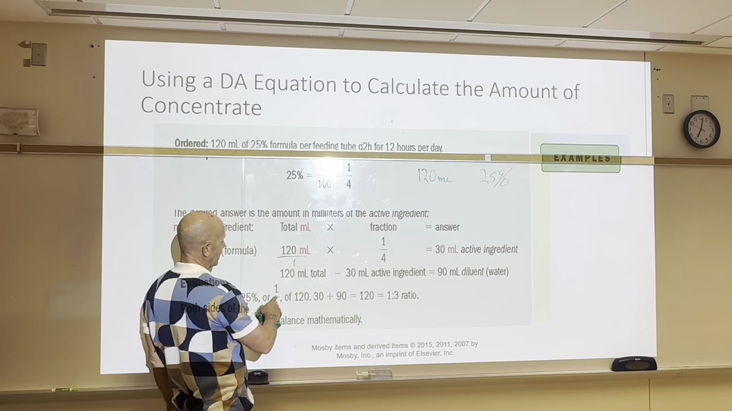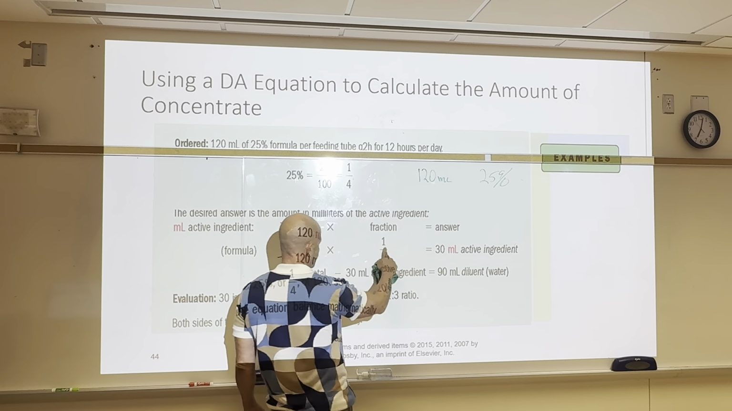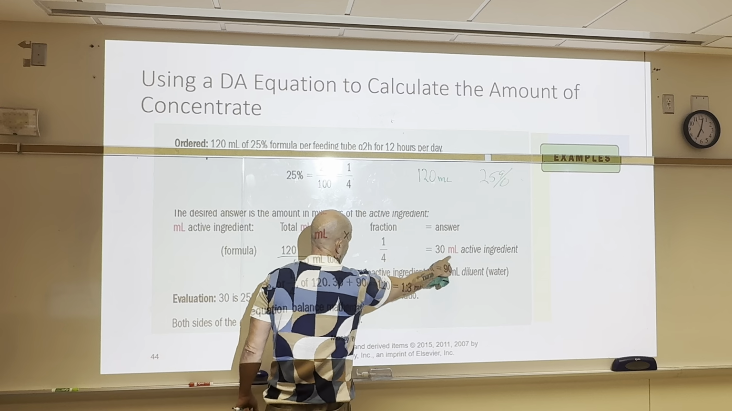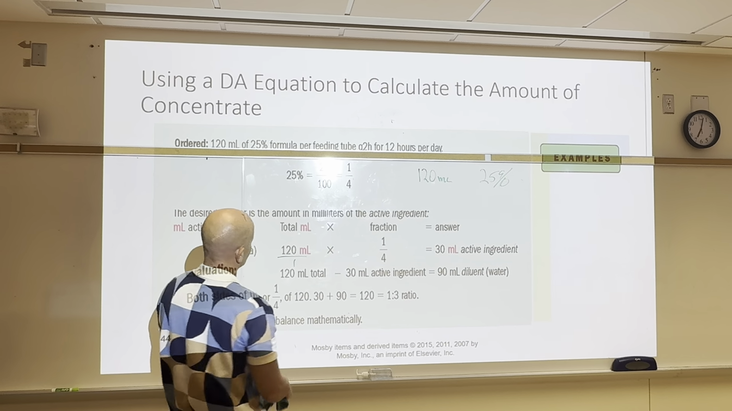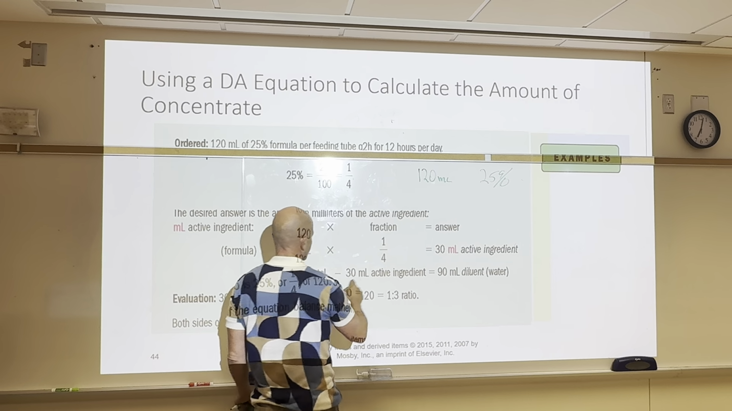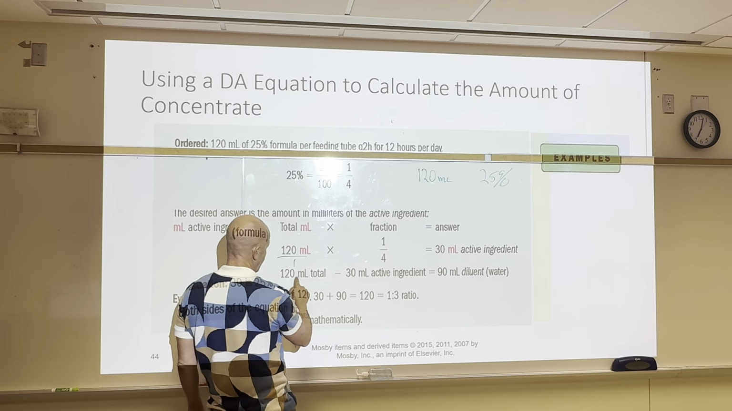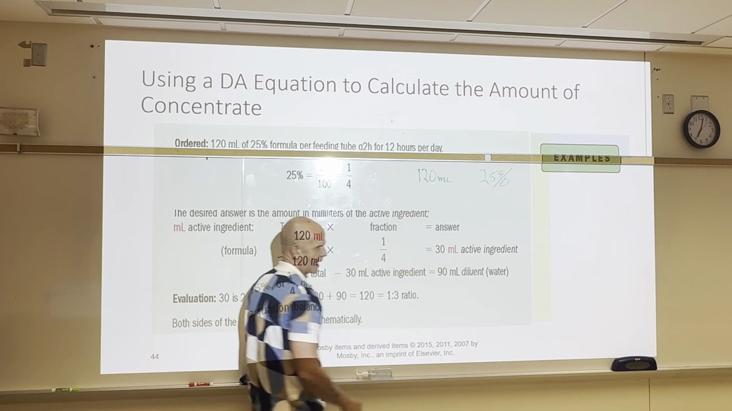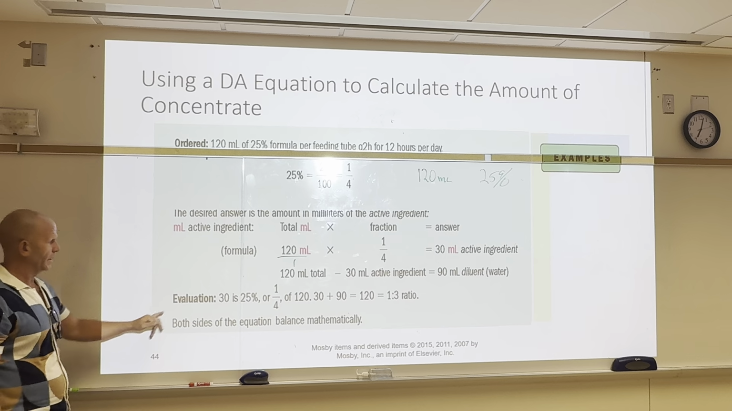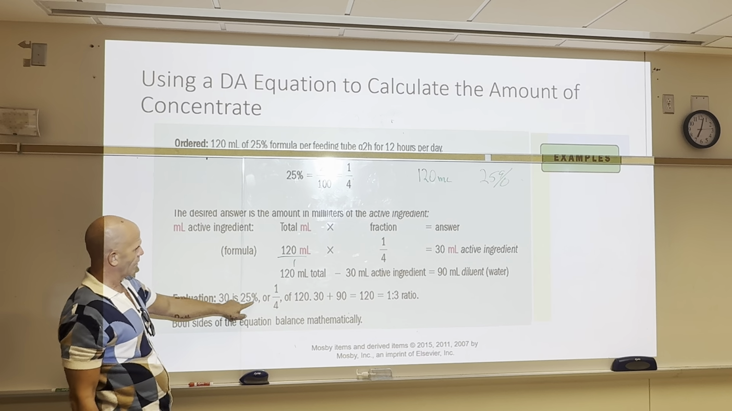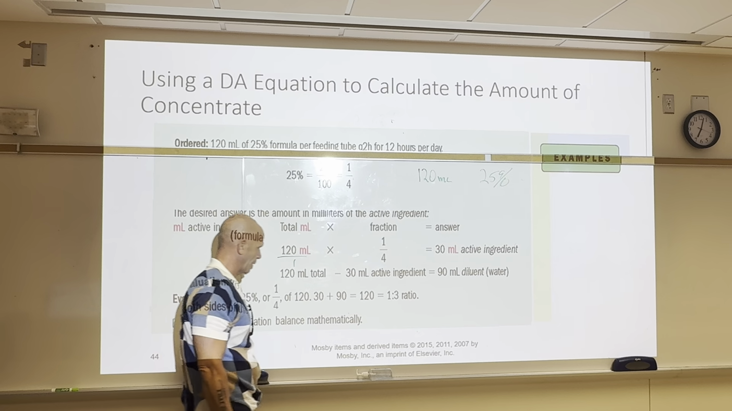So then we go look here, 120 mLs total. Well, how much is this? Well, we got 30 mLs of active ingredient, right? Because 1/4 ratio, 25% is 30 mLs. So remember the active ingredient is 30, right? So we know that 90 of that is diluent. Okay? Well, then with the evaluation, 30 is 25% or 1/4 of 120. 30 plus 90 equals 120. That gives you a 1:3 ratio.